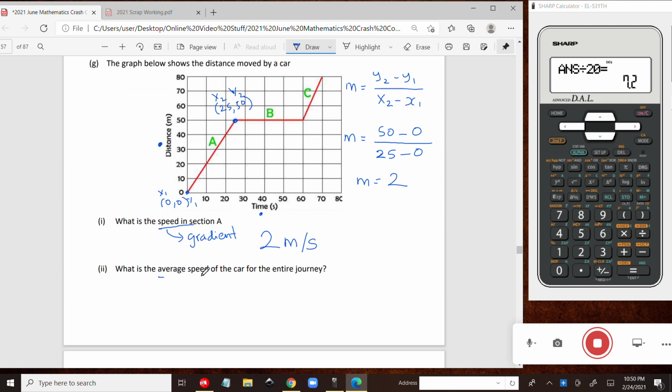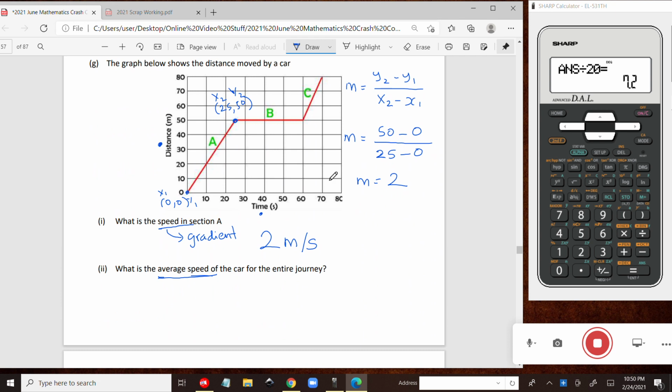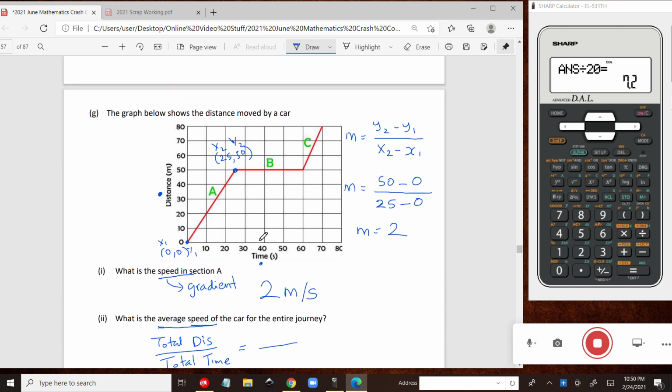Now they want the average speed. Remember the formula for average speed? We did it up here. Total distance over total time. So to calculate the average speed, we have to take the total distance and divide it by the total time. Now, remember, this is a distance time graph. The y-axis represents the distance. Look at the highest point here. At the end of the entire journey, his distance was 80. So the total distance was 80.